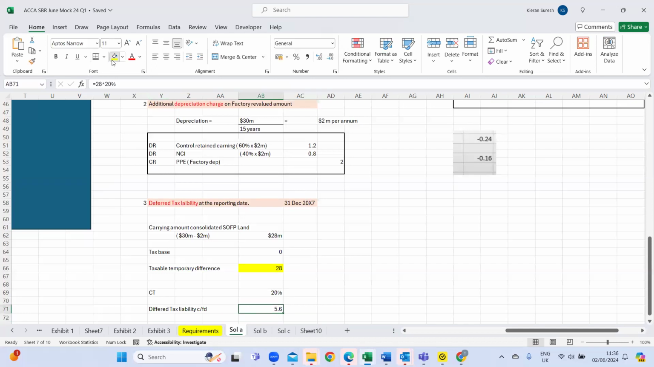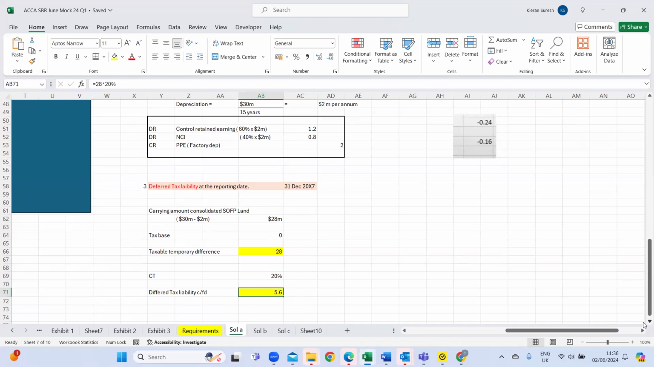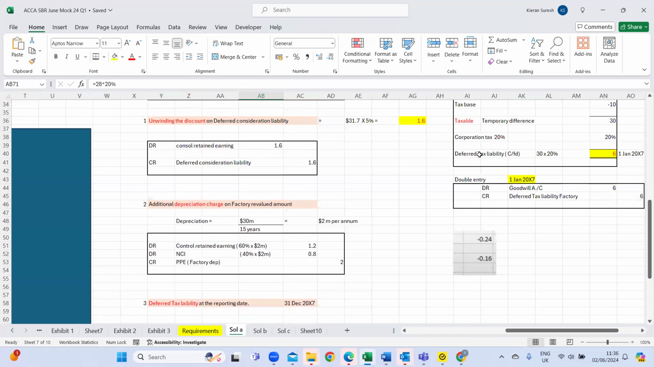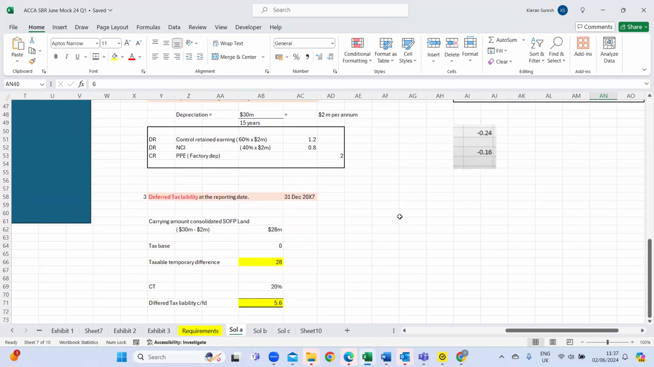Our deferred tax closing balance should be 5.6, right? But we know we have a deferred tax balance in the opening balance. How much is the deferred tax opening balance? 6 million, on 1st January 2017. So we already knew there was an opening balance there. So this is the deferred tax account, the deferred tax brought forward balance. We already have a deferred tax brought forward balance recognized on 1st January. In our books, we have already recognized it.